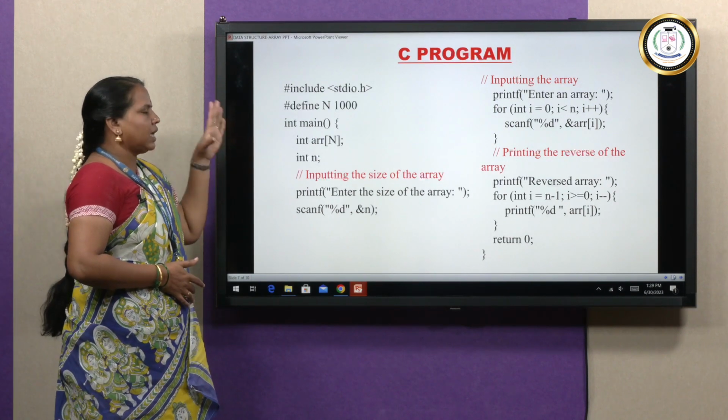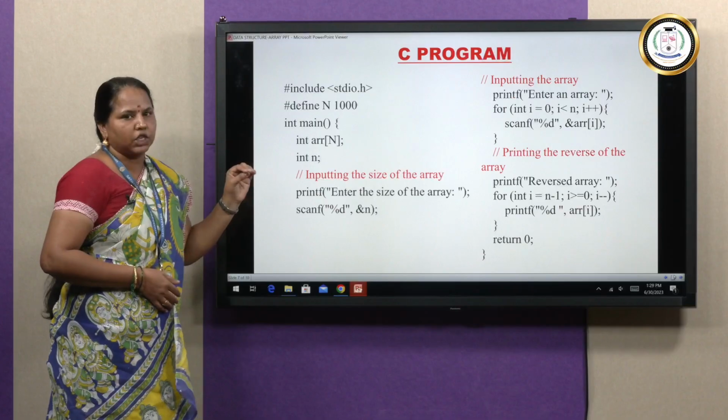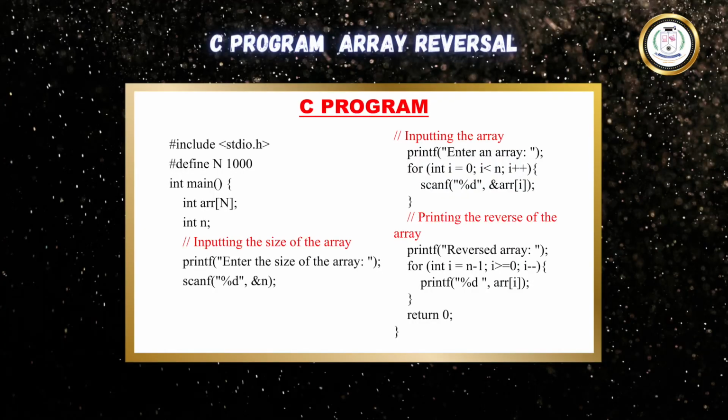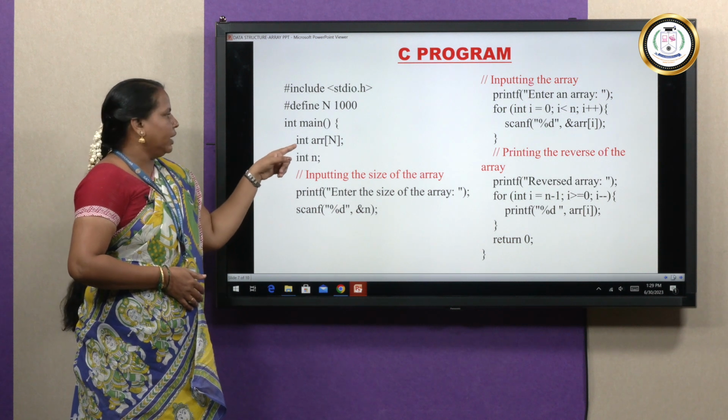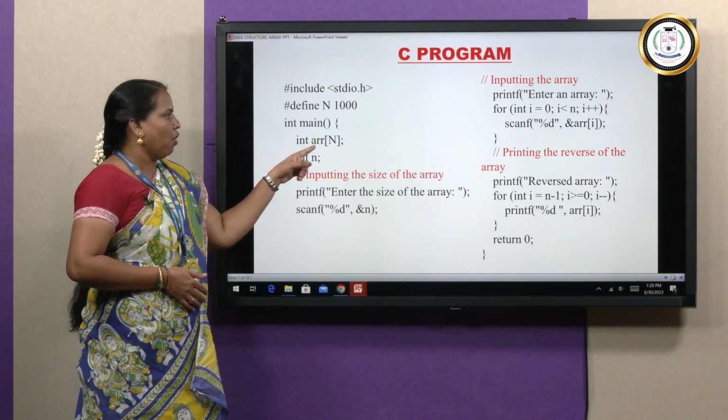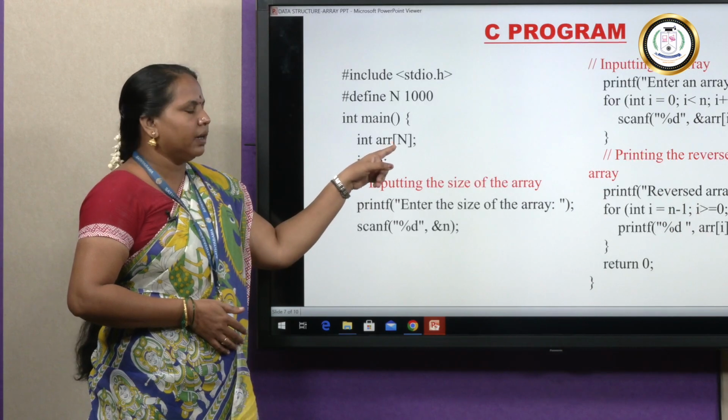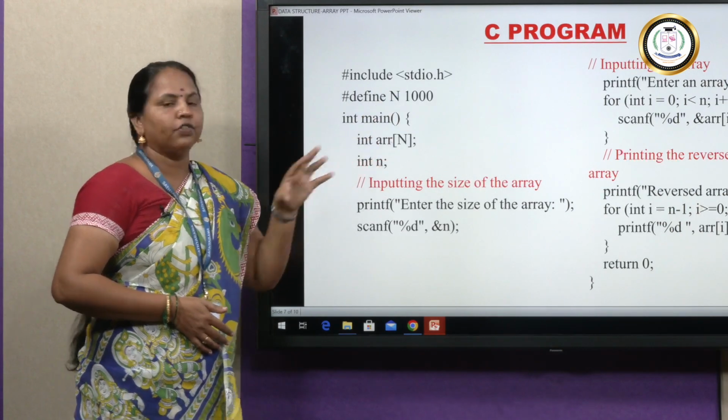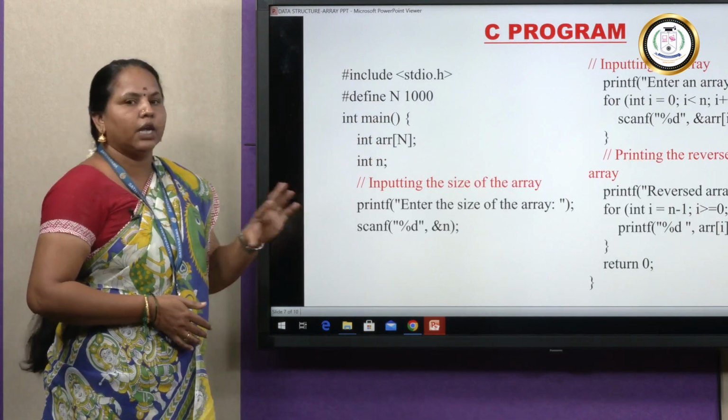So we have to start every C program with the main function. The return value of this main function is an integer. We are starting this main function. We are declaring an integer array of N. This array, with capital N, can hold 1000 data. Here I have taken only 6.